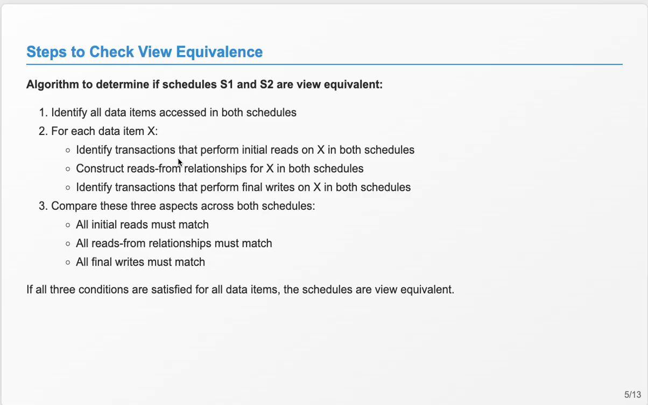In the end, we need to identify the transactions that perform the final write on the data item X in both schedules. We need to do this for all data items, and compare these aspects across both schedules. The initial reads must match, the reads-from relationships must match, and all of the final writes must match. If all of these conditions are satisfied for all data items, then we can conclude that the two schedules are view equivalent.